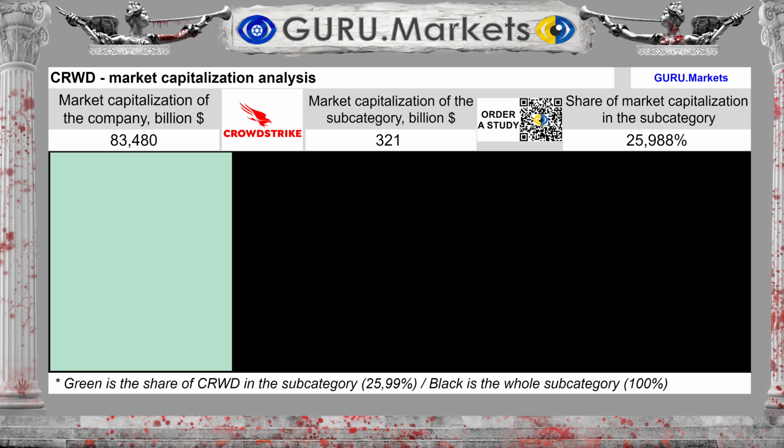Well, let's begin. Market capitalization of the company Crowdstrike Holdings Inc. is $83.48 billion. With a subcategory capitalization of $321 billion, Crowdstrike Holdings Inc. accounts for a share of 25.988%. This is one of the leaders in the subcategory.